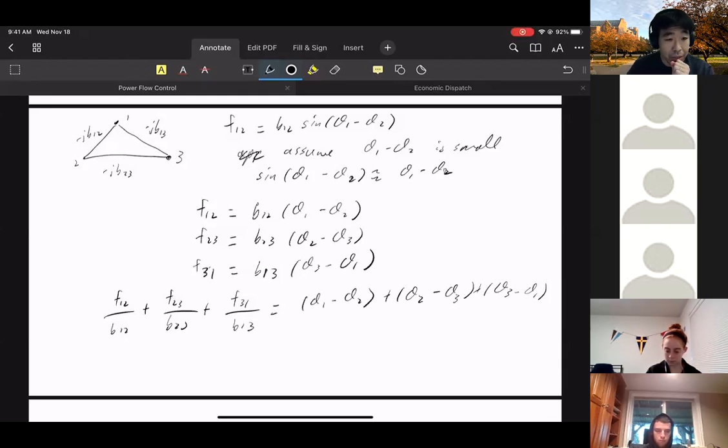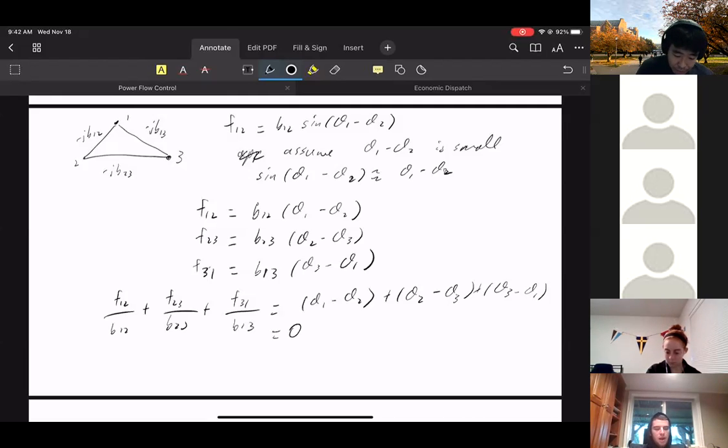So what is this sum equal to? Zero. If you just look at the sum, this is just zero, right? So what this tells you is the flows are actually dependent on each other. I cannot, for example, arbitrarily change one of them, because by the physics of how power flows, they must sum up to zero.